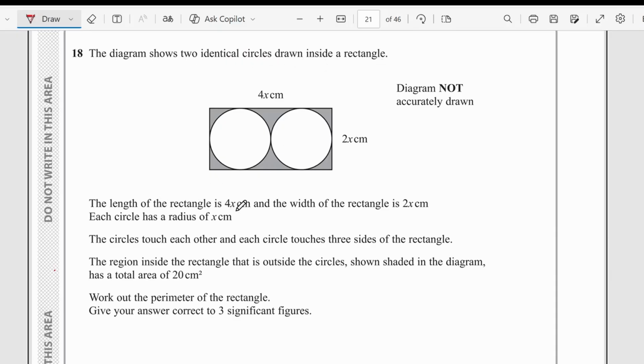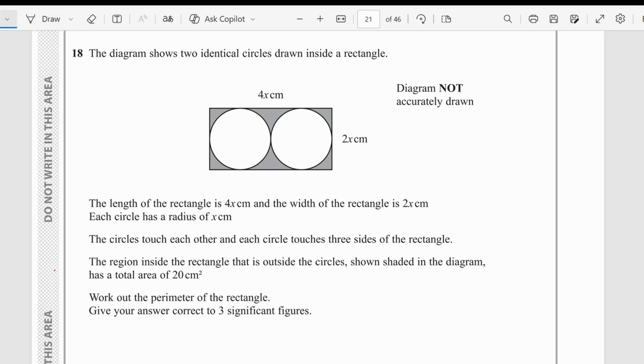The length of the rectangle is 4x centimeters and the width of the rectangle is 2x centimeters, and the radius is x centimeters. The circles touch each other and each circle touches three sides of the rectangle. The region inside the rectangle and outside the circles, shown shaded in the diagram, has a total area of 20 centimeters squared. Work out the perimeter of the rectangle. Give your answer correct to three significant figures.